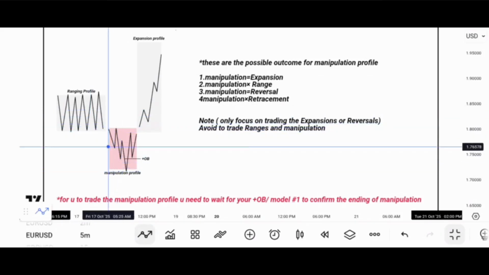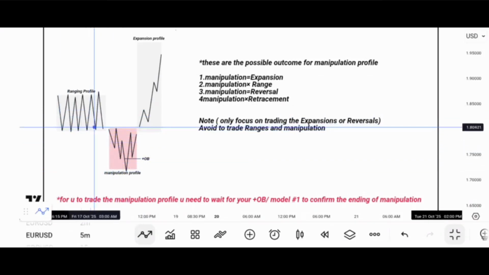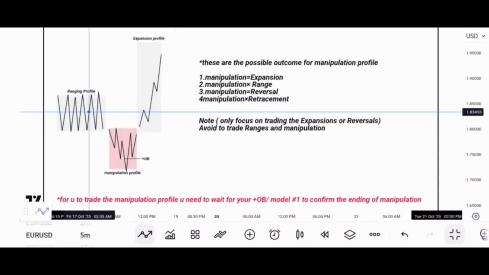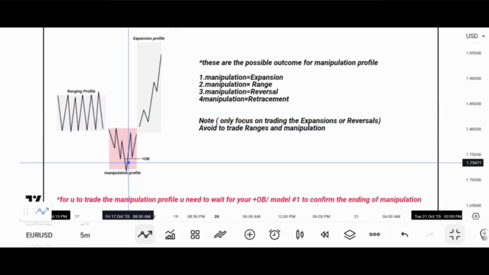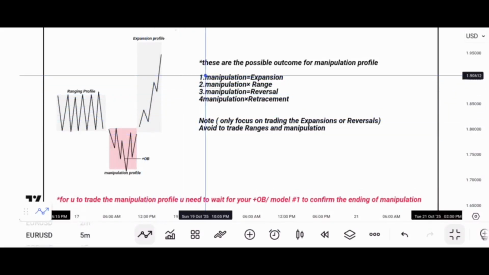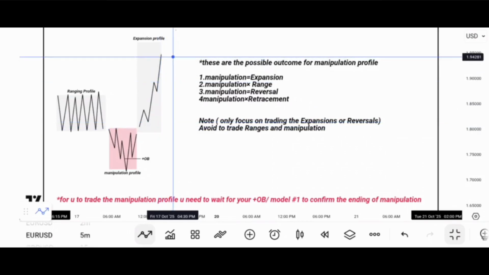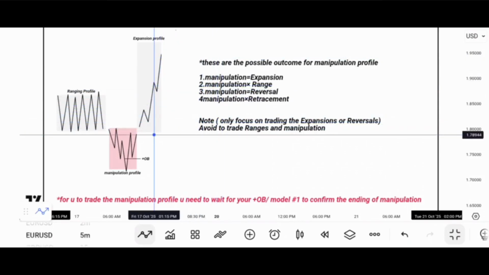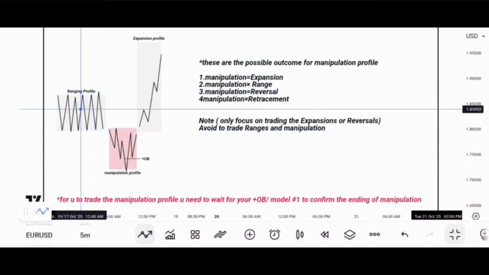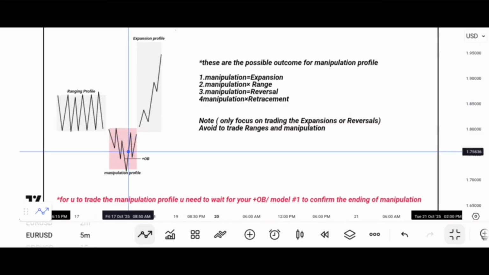So this manipulation manipulated sell side liquidity that was resting below this ranging profile here. So price already took out the liquidity. What else does it need to do? It needs to use option number one, which is expansion, which is this one. In this situation, after it manipulated like this, it can't give us another range like this. It can't range, right?